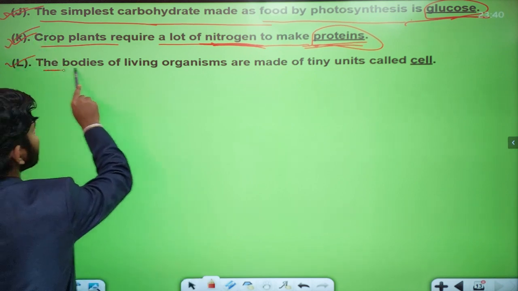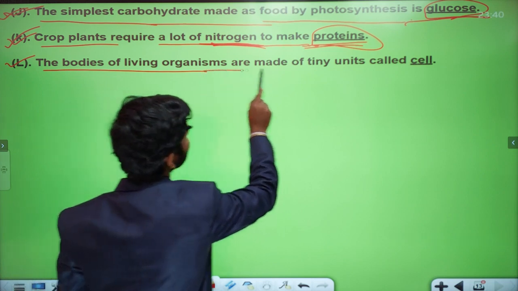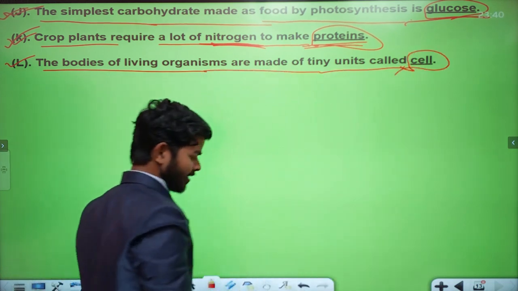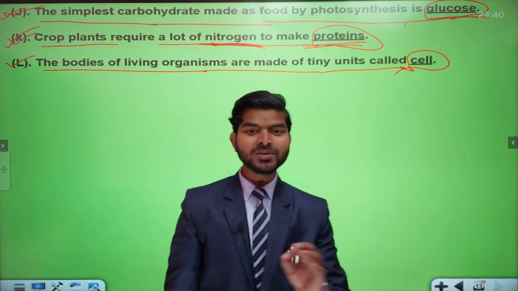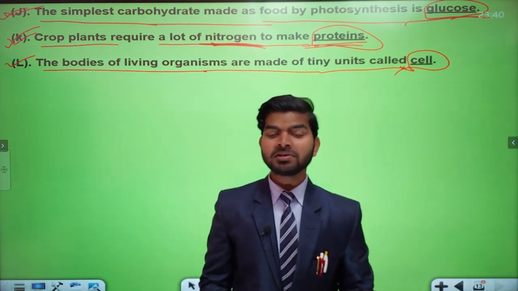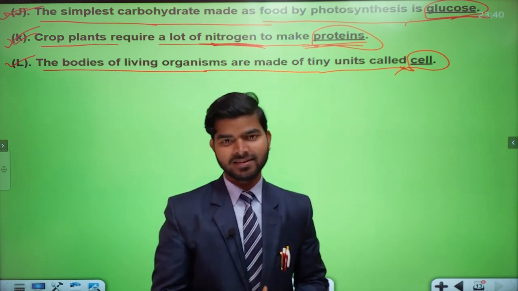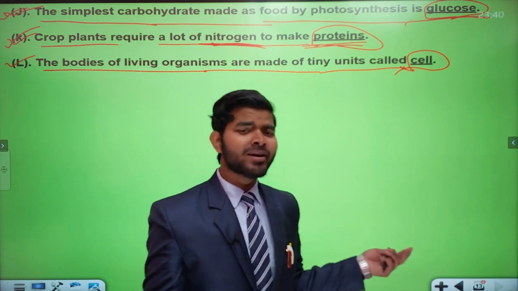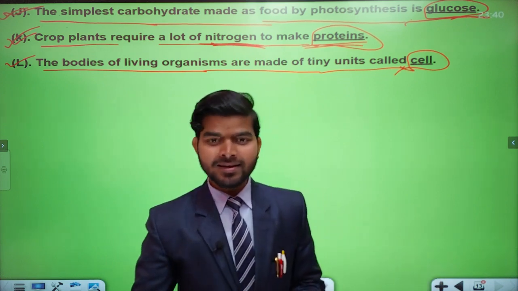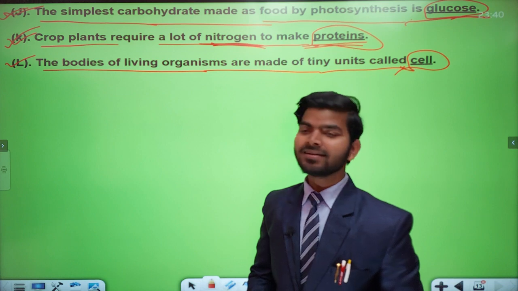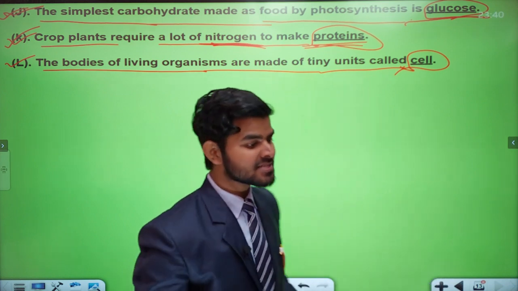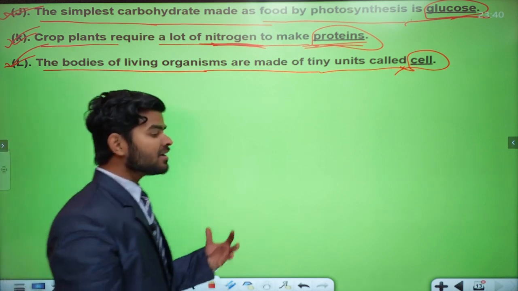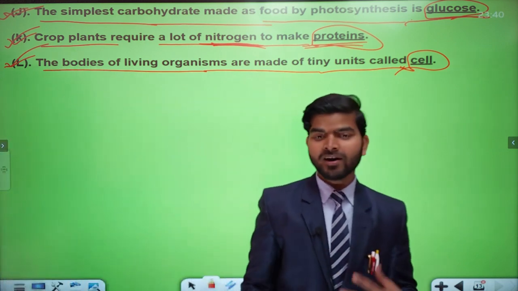Question L. The bodies of living organisms are made of tiny units called cells. This is the correct answer. I have told you now, what is a cell? The fundamental unit of life is called a cell. Or in biology, the simplest unit of life is called a cell. What are you thinking about this question number L? This is a very interesting and very easy question. I hope you have learned all these questions in detail, what I have told you and what I have explained.